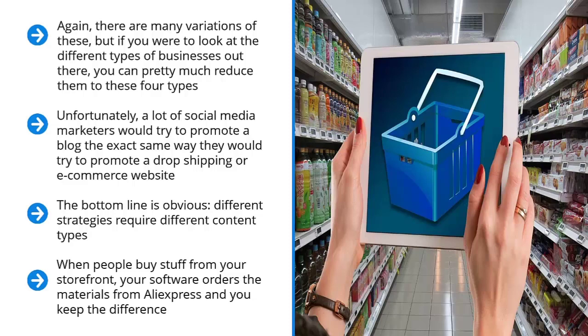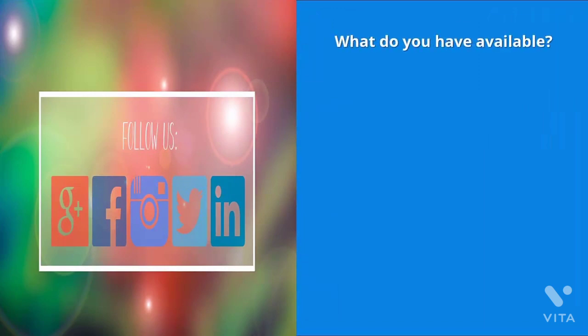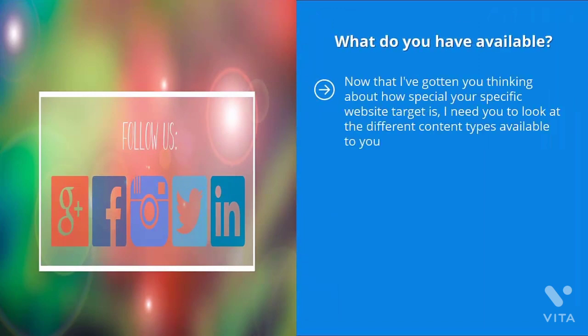Similarly, if you make your money through your mailing list, you can't market on social media the same way as you would if you had an online store. Again, different strategies require different content types. What do you have available? Now that I've gotten you thinking about how special your specific website target is, I need you to look at the different content types available to you. You need to think outside the box. You need to look at all the available options out there and how you can create content that is tailored to your specific type of online entity.